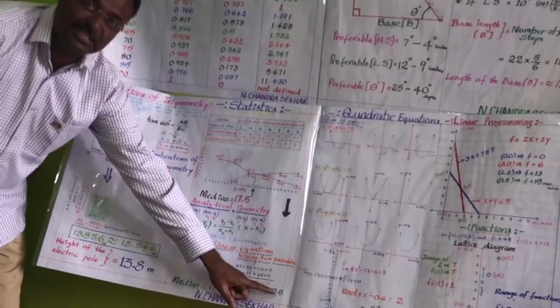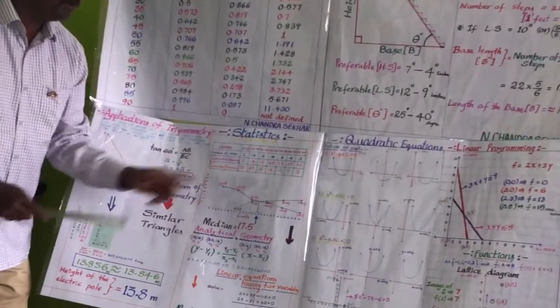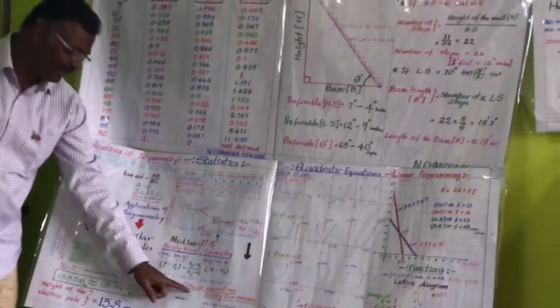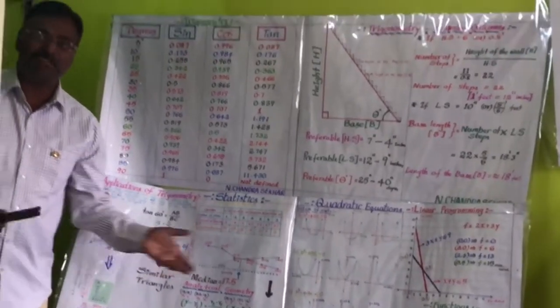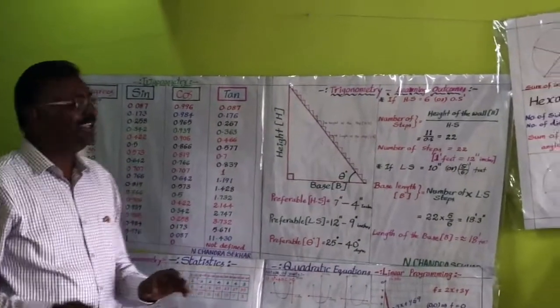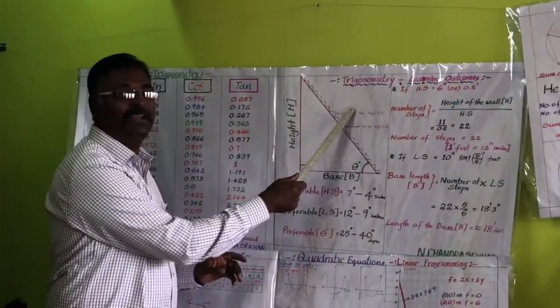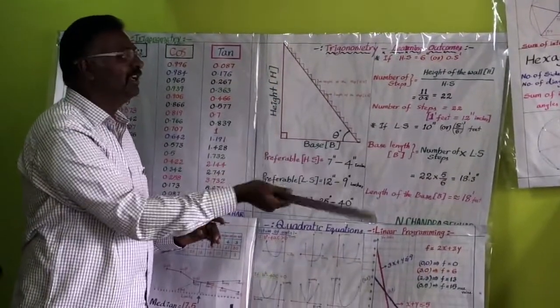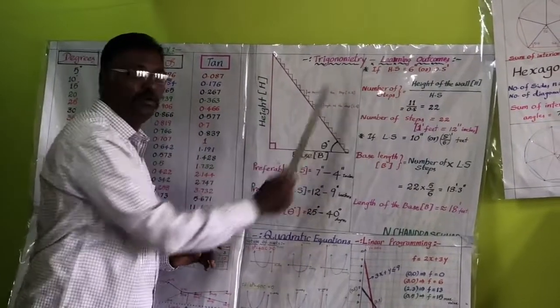The value of the median comes as 17.5. There is a correlation between statistics, analytical geometry, and a linear equation having 2 variables. Here we apply real life applications of trigonometry, what you learned in the textbook. This is the real life learning outcome.